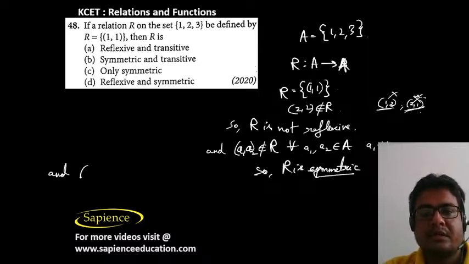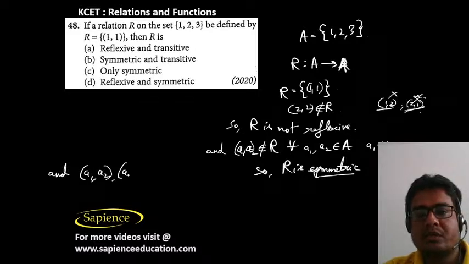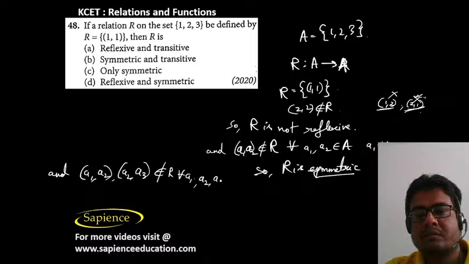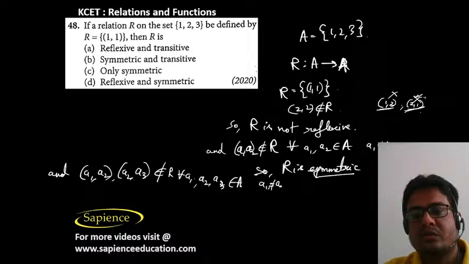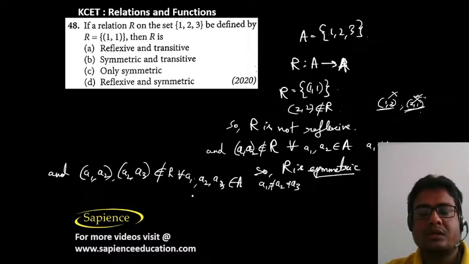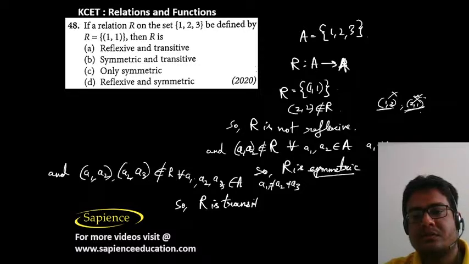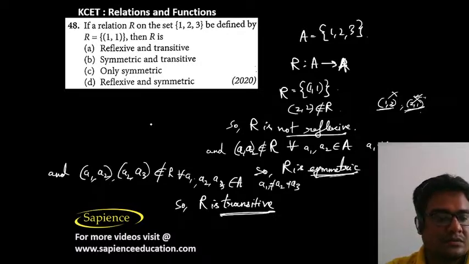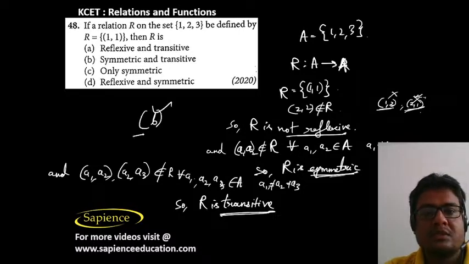And then (a1, a2) and (a2, a3) do not both belong to the relation R, for all a1, a2, a3 in A, where a1, a2, a3 are all unequal. So these kinds of elements are not there. So R is transitive. The relation R is transitive and symmetric but not reflexive. So option B is the correct answer.